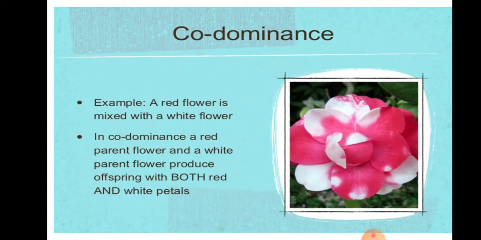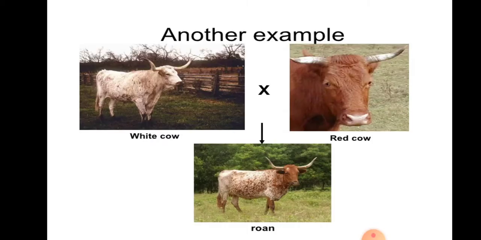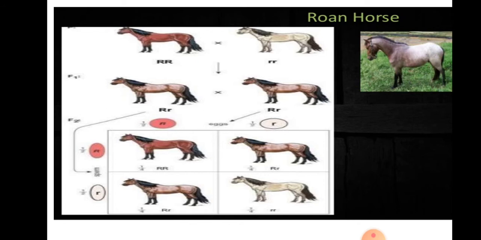Examples: when a red flower is crossed with a white flower in codominance, the red parent flower and the white parent flower produce offspring with both red and white petals. Another example: the white cow is crossed with the red cow. In the F1 generation, the black and gray patches are seen separately. Here, the white horse and grey horse are crossed together. In the F1 generation, both of the colors are seen.